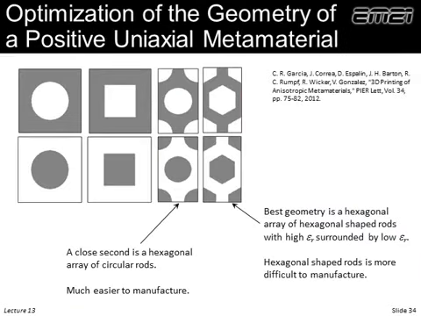We did a brief study on how to maximize the birefringence of a positive uniaxial metamaterial. We looked at square arrays, we looked at oblique arrays, hexagonal arrays, and different patterns of structures within these things, trying to optimize the amount of birefringence. What we found is that a hexagonal array of hexagonal shaped rods gave us the strongest, or the highest, birefringence. I don't want to say this is the absolute strongest birefringent material, but it's the strongest that we found.